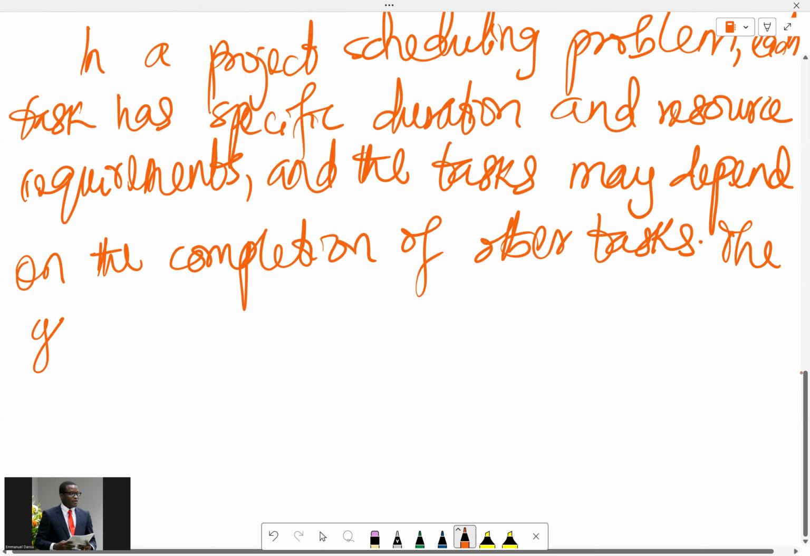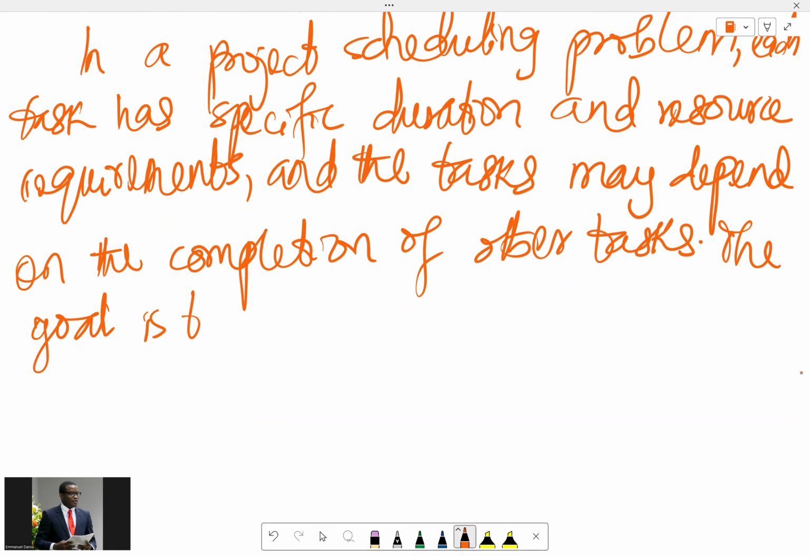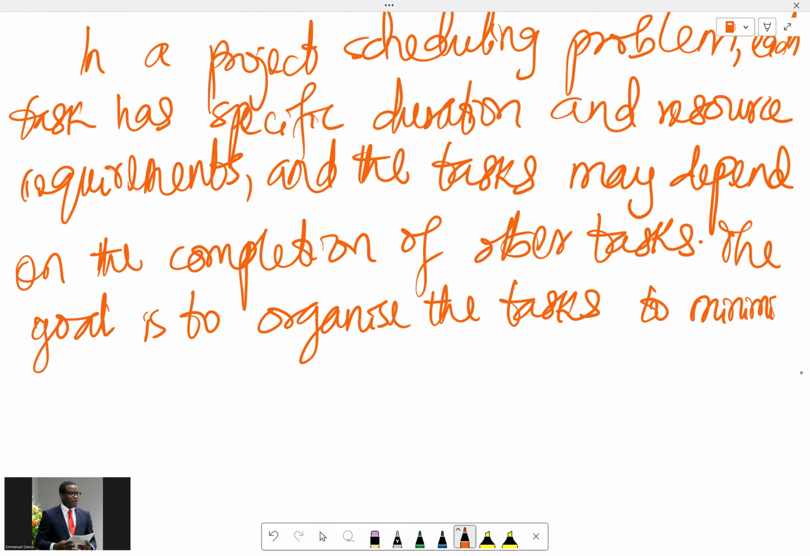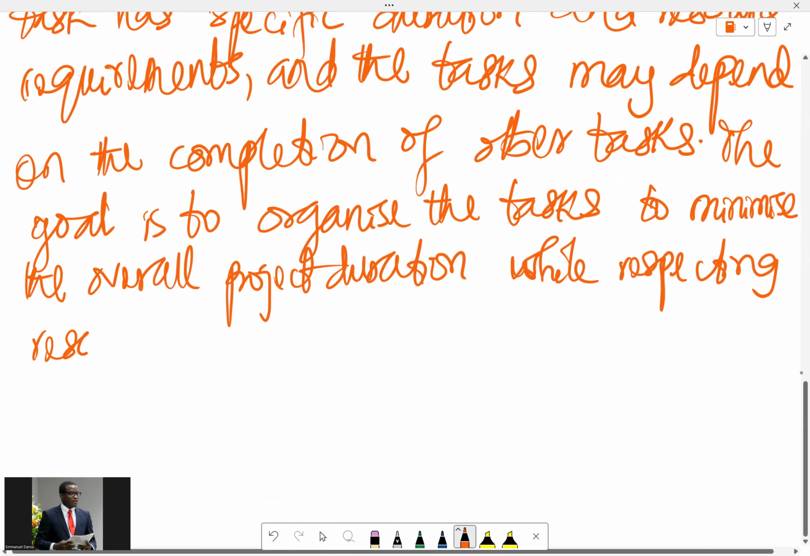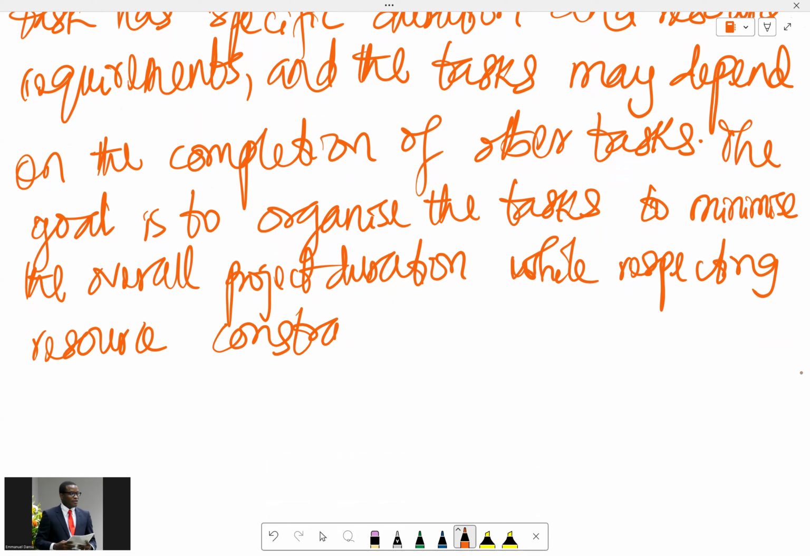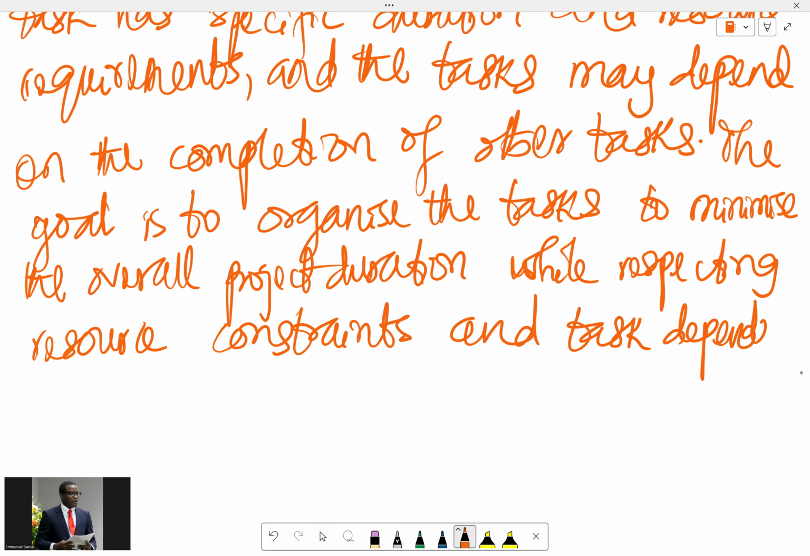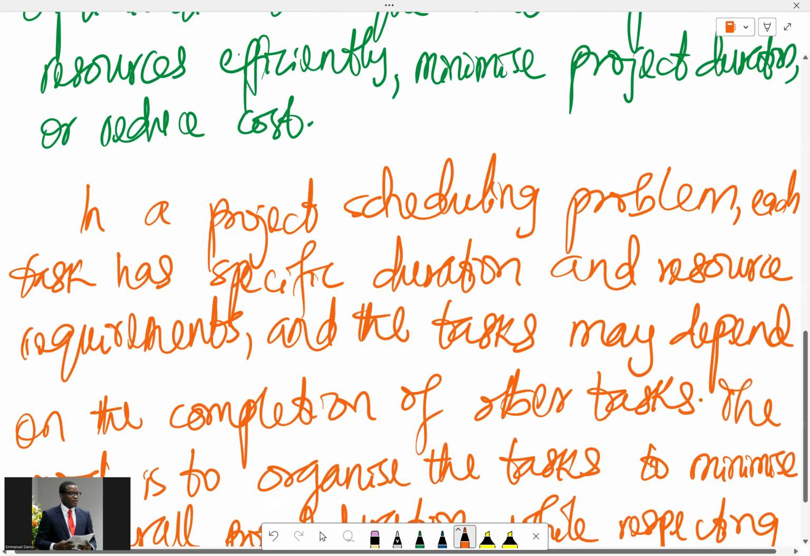The goal is to organize the tasks to minimize the overall project duration while respecting resource constraints and task dependencies. Okay, so that's how that is.